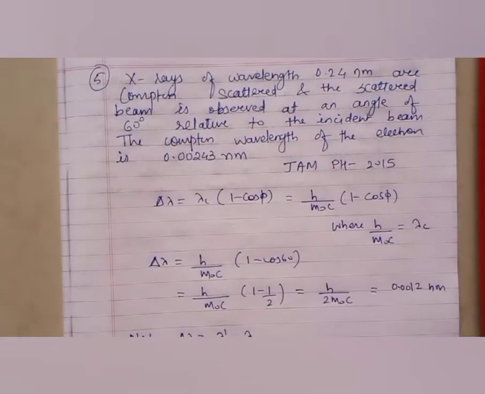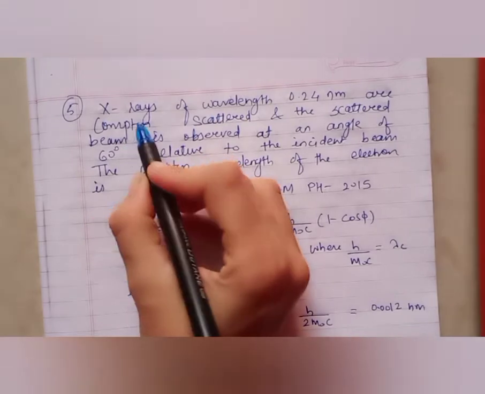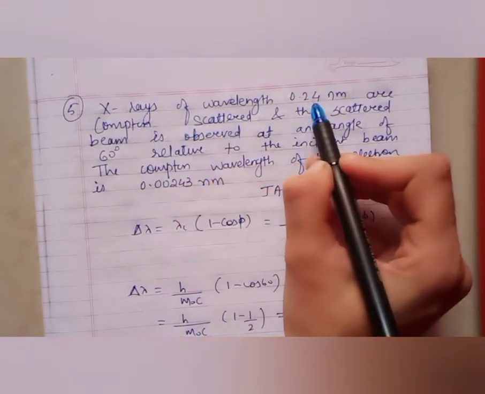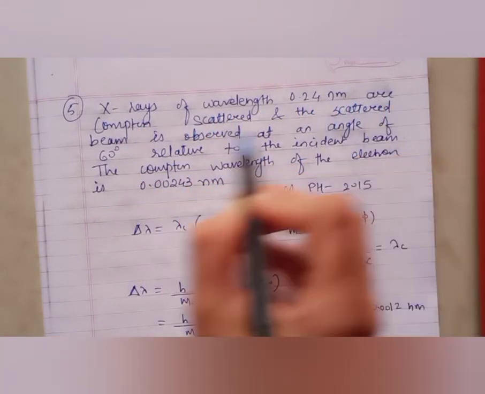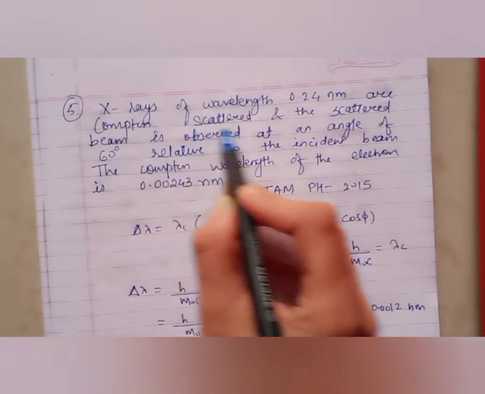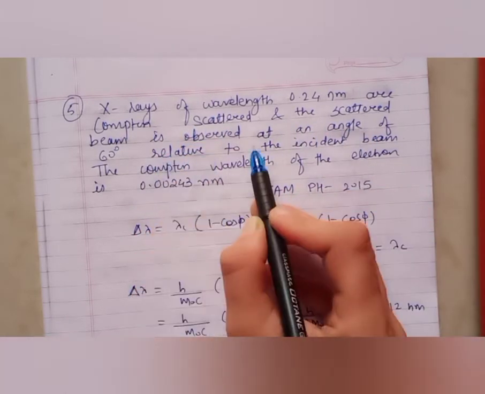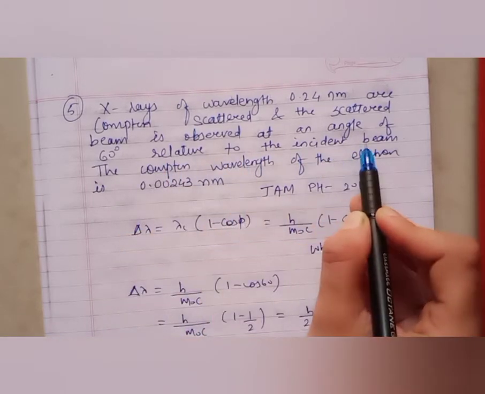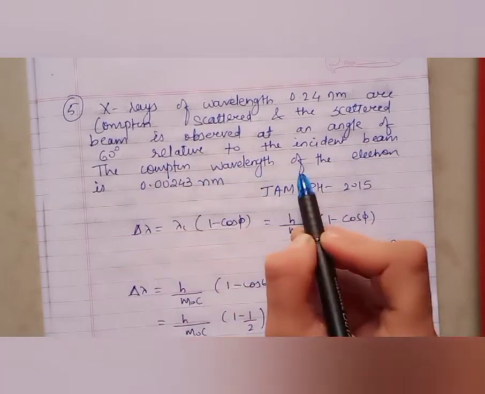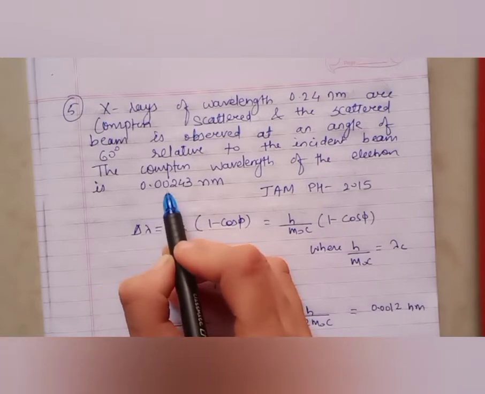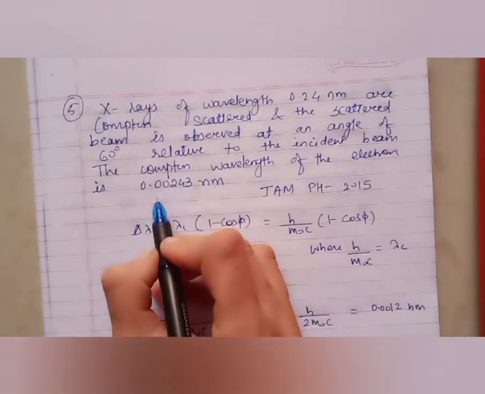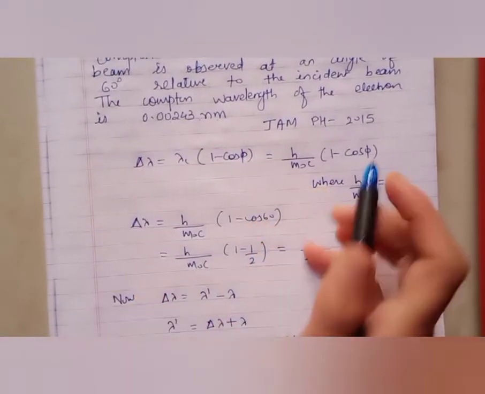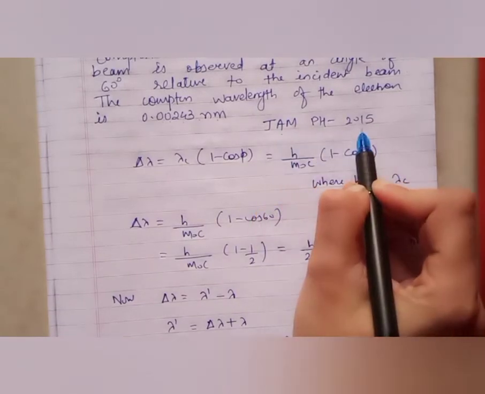So now start with the next. X-rays of wavelength 0.24 nanometer are Compton scattered, and the scattered beam is observed at an angle of 60 degrees relative to the incident beam. The Compton wavelength of the electron is 0.0243 nanometer. This numerical was asked in JAM Physics 2015.